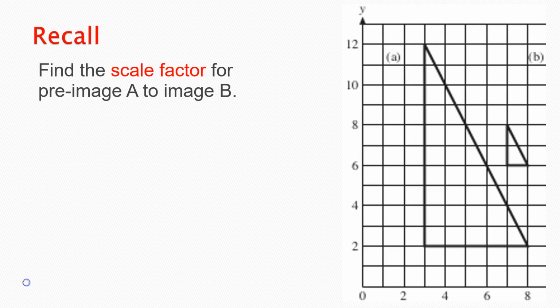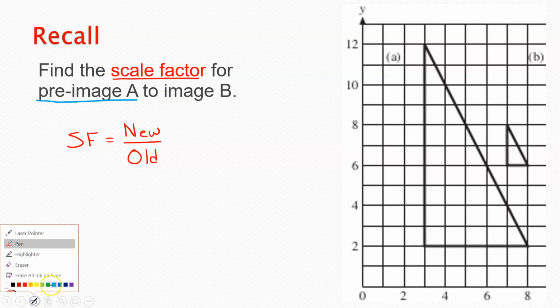The little formula that we talked about for scale factor, I'll abbreviate SF, is just a relationship. It's a ratio, a comparison between the new over the old. So the hardest part here is just making sure that you understand which one is the old one and which one is the new one. Well, it says find the scale factor for pre-image A. So pre-image, that's the before, and then the after would be our image B here.